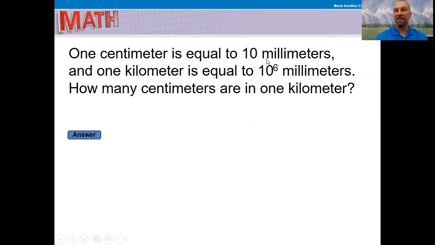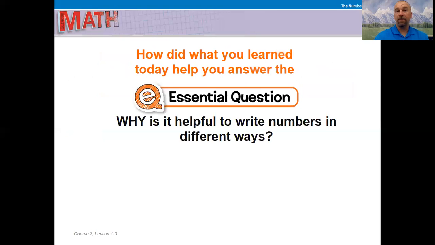1 centimeter is equal to 10 millimeters. 1 kilometer is equal to 10 to the 6th power millimeters. How many centimeters are in 1 kilometer? So we're going to divide again. Divide the bigger number, 10 to the 6th, by the smaller number, 10 to the, don't forget, 1st power. So 6 minus 1 is 5. It's 10 to the 5th power. It's 100,000 centimeters. There are 100,000 centimeters in 1 kilometer. That's how we divide. Good luck.